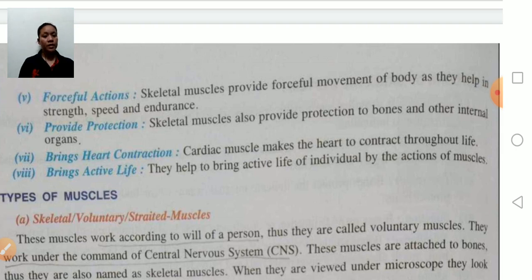Bring heart contraction. Cardiac muscles make the heart contract throughout life. Bring active life. They help to bring the active life of the individual by the actions of muscle.